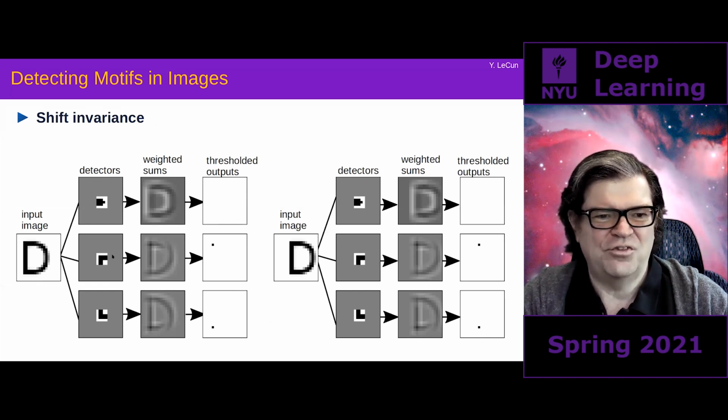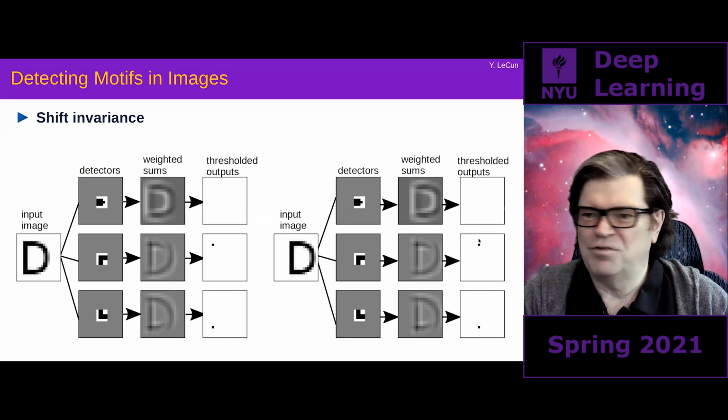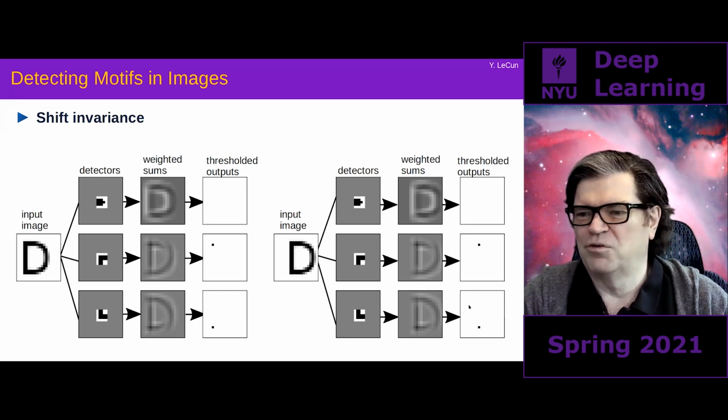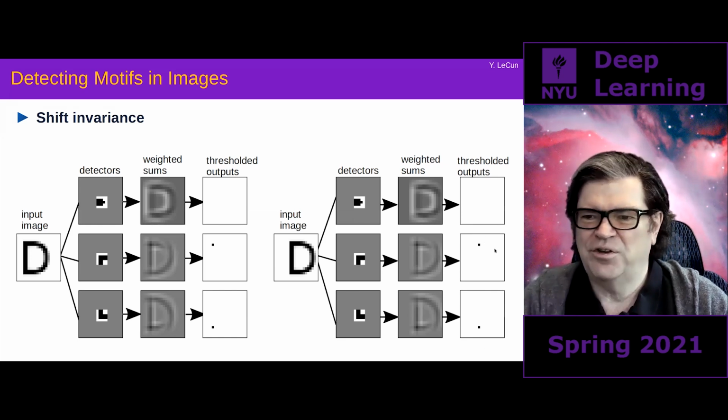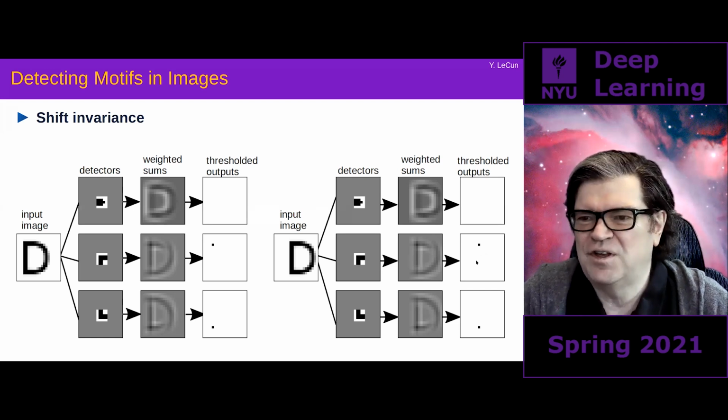So this guy here detects the upper corner here, high activation here. When I threshold, I get high activation here, same here. And if I shift the D, I also get high activations. They're shifted, but my classifier maybe just computes the sum of all of those values and doesn't care where they are. And so in the end, I can classify a C versus a D by just looking at whether I have positive activations here or positive activations there.